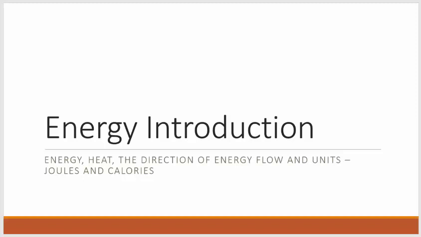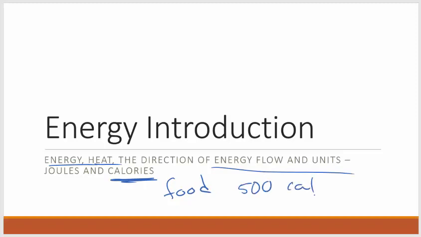When we think about energy, we think about heat, we think about the direction that heat flows, and then we think about units of heat. We're going to use two units. Calories you're familiar with. If you think about food, if something has 500 calories, you know what that means. The other unit that we're going to use is referred to as joules. No, not those joules. Joules as in the unit for energy production. So let's go through and look at some of the terms.